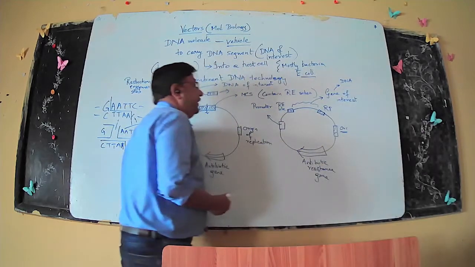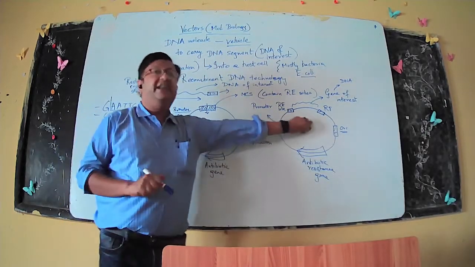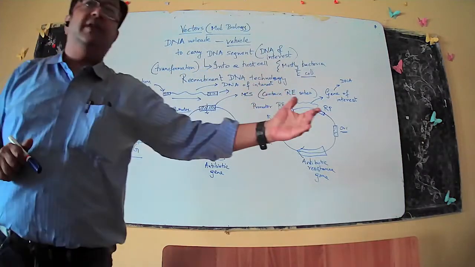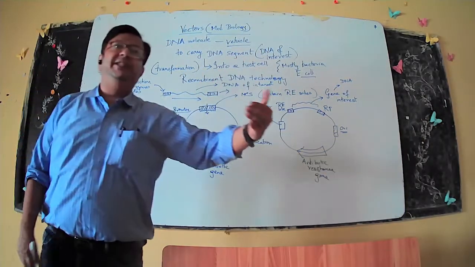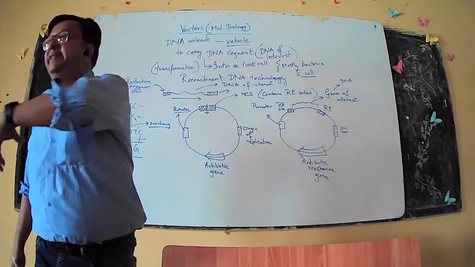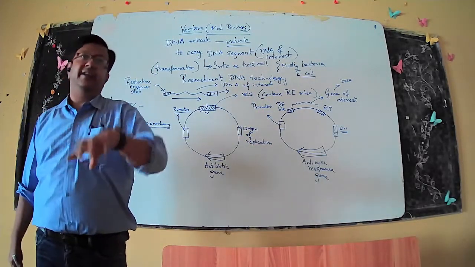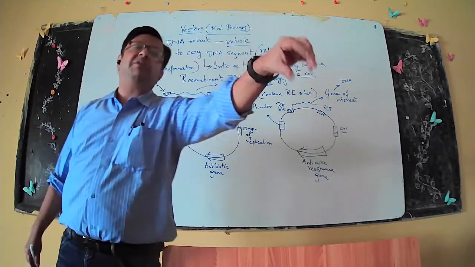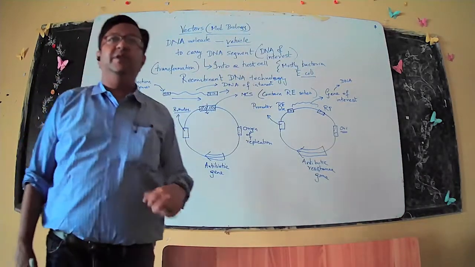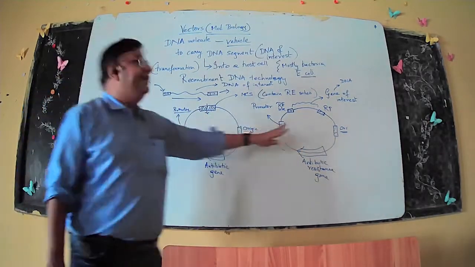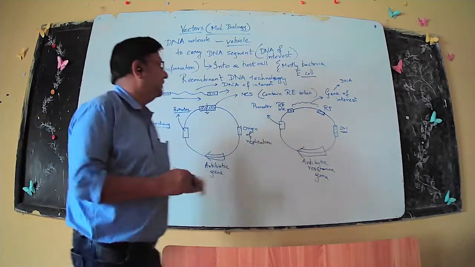So you have created a vehicle, a vector. In parasitology, vector means something that carries the disease to another organism. A mosquito acts as a vector. It takes this and transfers the dengue inside you. So the mosquito becomes a vector. Here it is a DNA sequence in molecular biology.